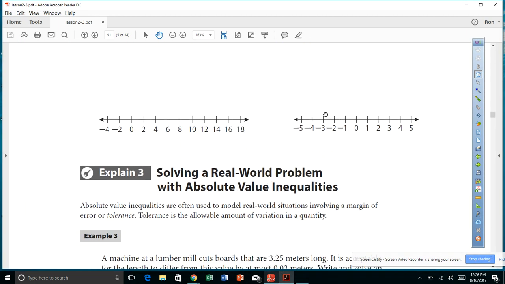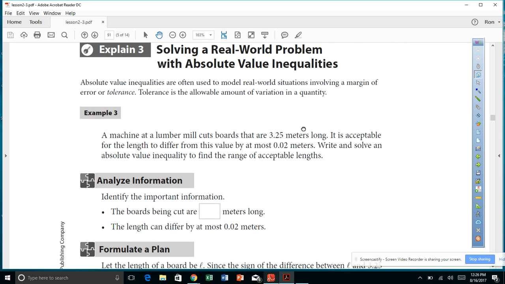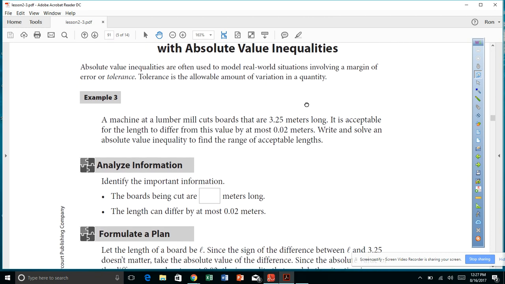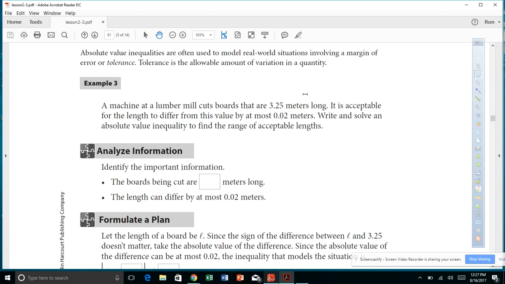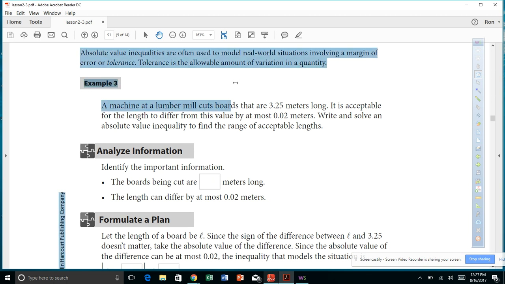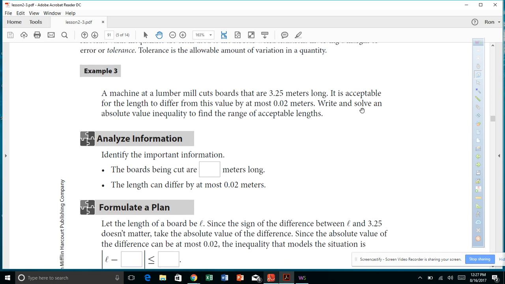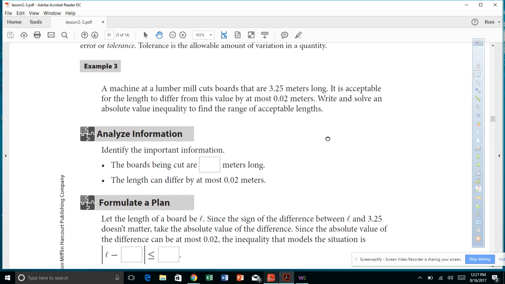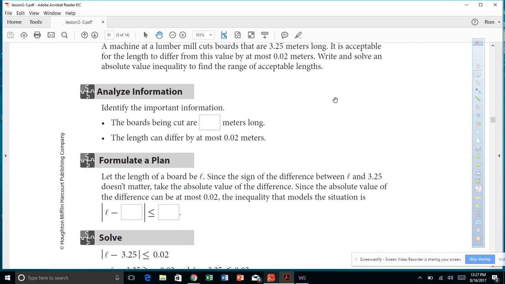All right. Explain 3, solving a real-world problem with absolute value inequalities. Absolute value inequalities are often used to model real-world situations involving a margin of error or tolerance. Tolerance is the allowable amount of variation in a quantity. Example 3: a machine at a lumber mill cuts boards that are 3.25 meters long. It is acceptable for the length to differ from this value by at most 0.02 meters. Write and solve an absolute value inequality to find the range of acceptable lengths.